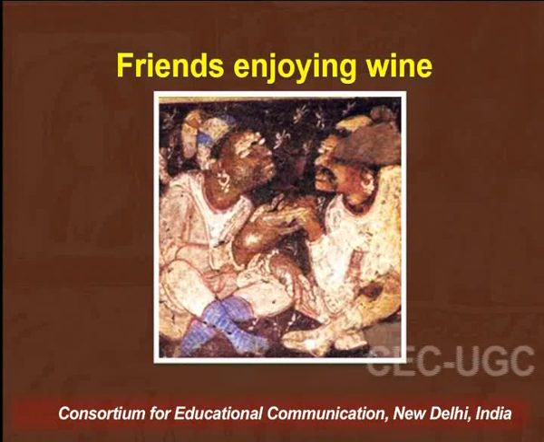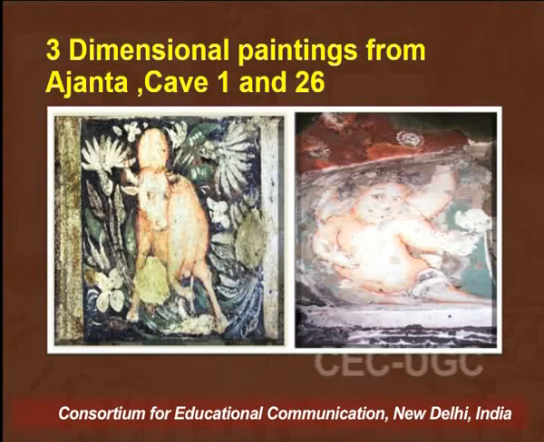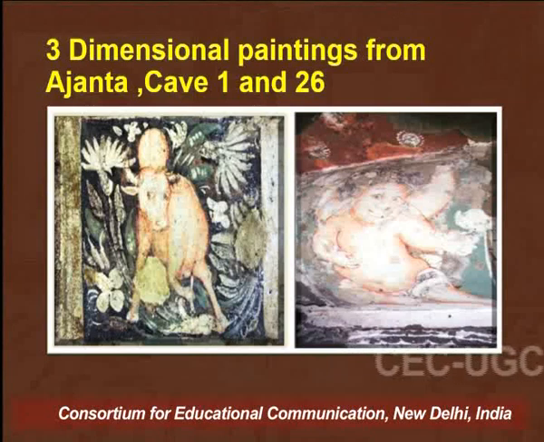And in this particular visual, one can see friends enjoying each other's company with wine. Now in this visual, which is from Cave 1 and 26, there is some kind of three-dimensional effect visible in these paintings, and this also deals with the kind of angular images that were projected, so that there is an impression of a three-dimensional effect.